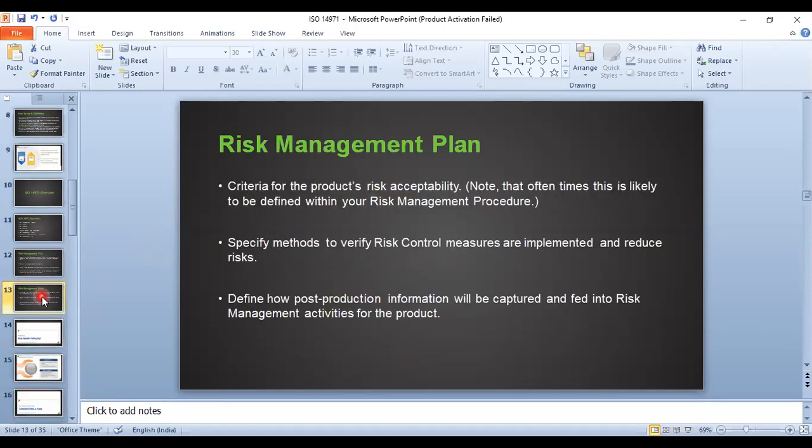You can see the next slide. So the criteria for product risk acceptability, right, and specify methods to verify that risk control measures are implemented and reduce risks.